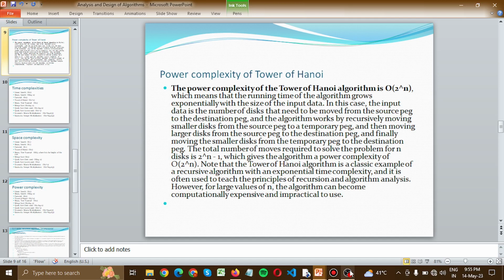Note that the Tower of Hanoi algorithm is a classic example of a recursive algorithm with an exponential time complexity, and it is often used to teach the principles of recursion and algorithm analysis. However, for large values of n, the algorithm can become computationally expensive and impractical to use.